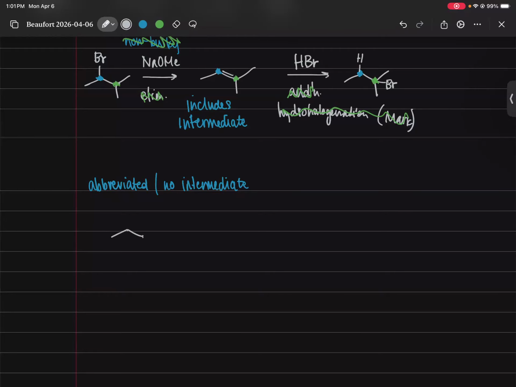So first step, sodium methoxide. Second step, HBr. Gives us the product.